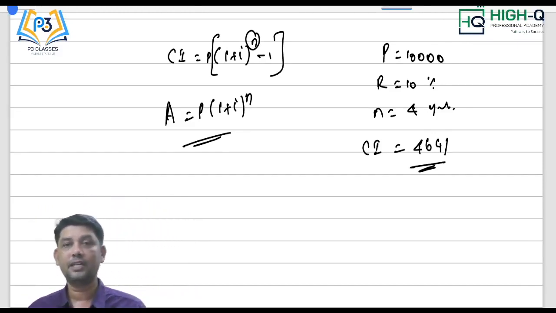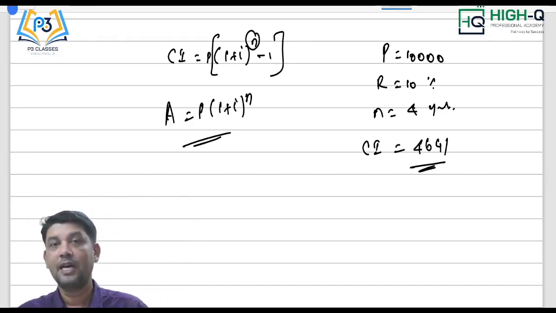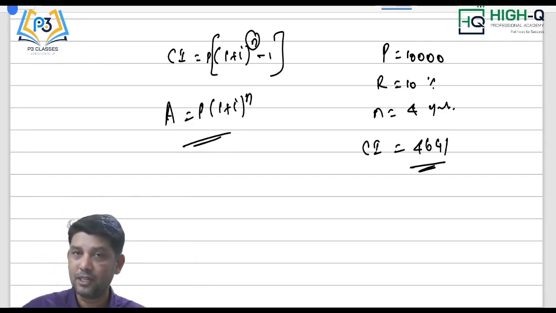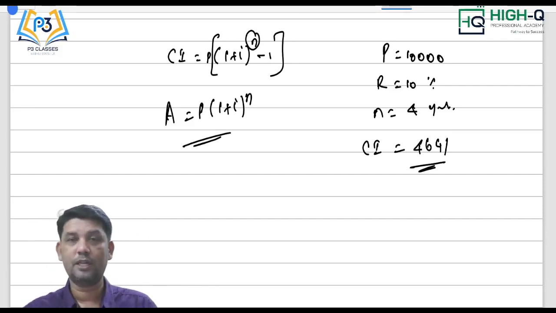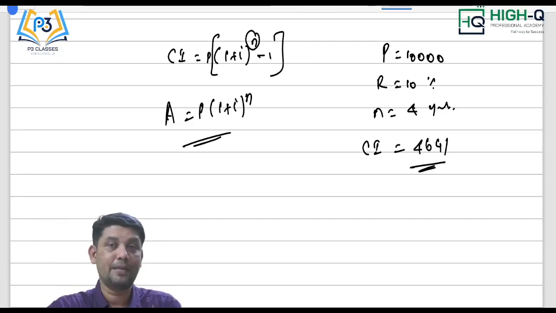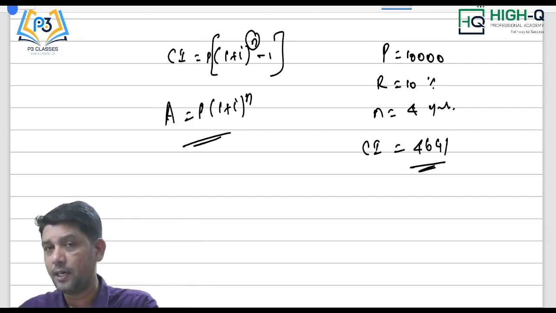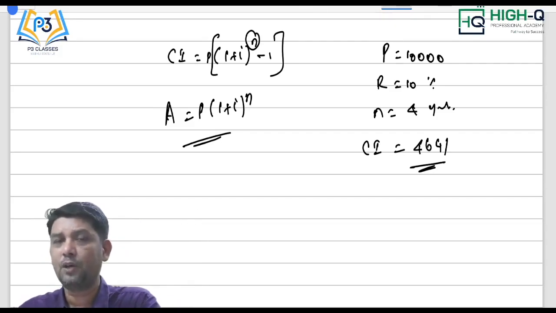Many of you are thinking n is number of years. In compound interest, n is not number of years. N is number of times interest is calculated. Because compound interest can be calculated not only annually, it can be calculated half yearly, quarterly, monthly, even daily, hourly, minute wise, second wise. Yes, it is possible. So here, how many times you are calculating compound interest per year? That is what n is.